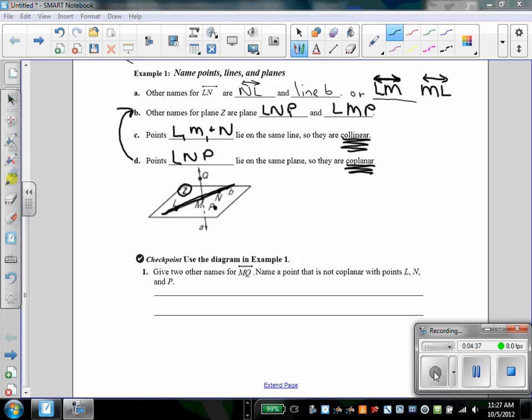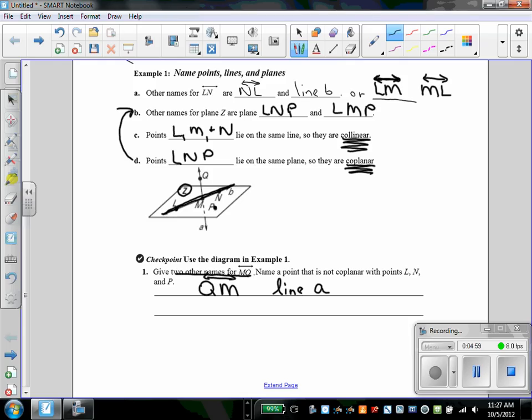If your answer to that first part, give 2 other names for MQ, was QM with the line above it, kudos to you. Also, you could have said line a. Notice it's a little a, because that represents the whole entire line. Big letters are representing points.